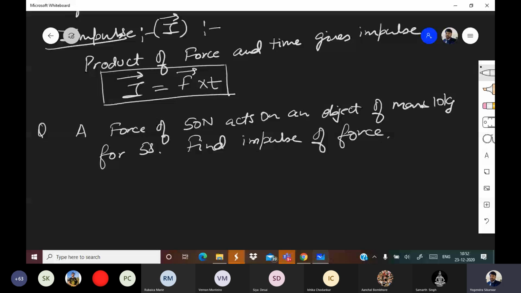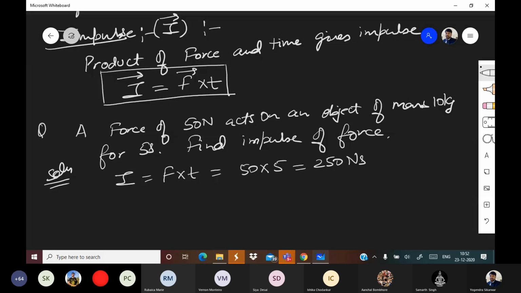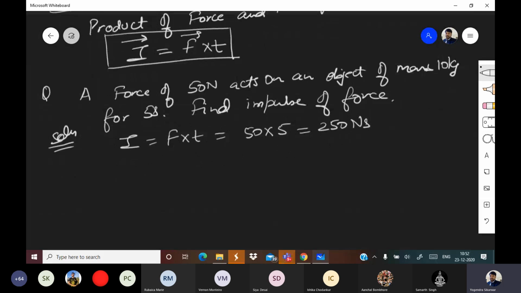Solve it quickly. Suhas is saying 250 Newton seconds. Siddhi is saying 250. Crisel is saying 250. So I will be F into T. F is 50, T is 5, and that will be 250 Newton second. Okay, 250 Newton seconds. All right. Good. Now let us move further.